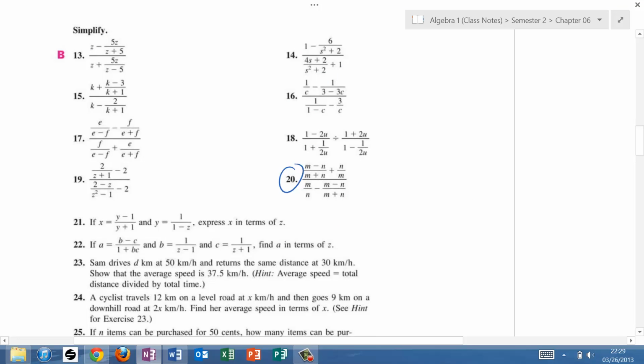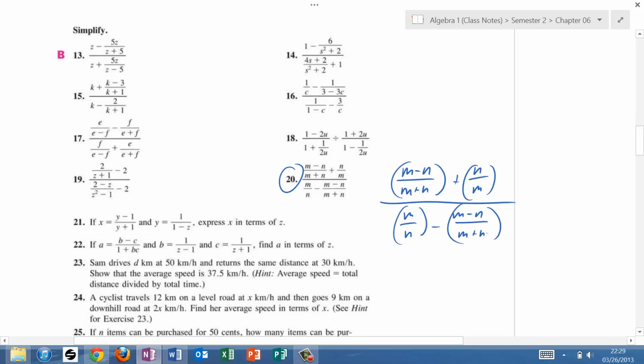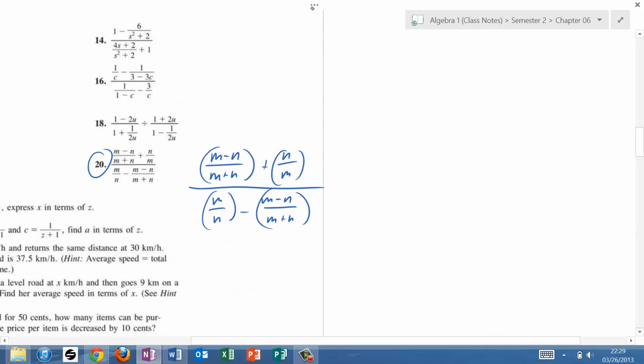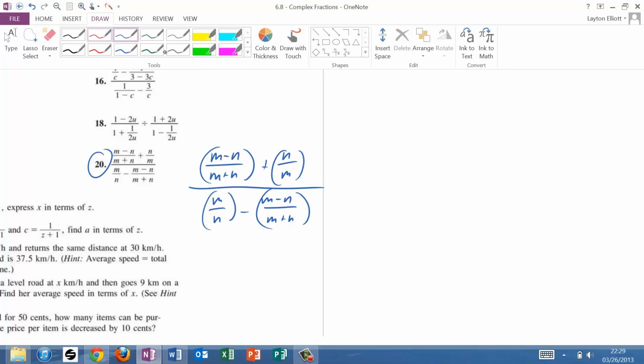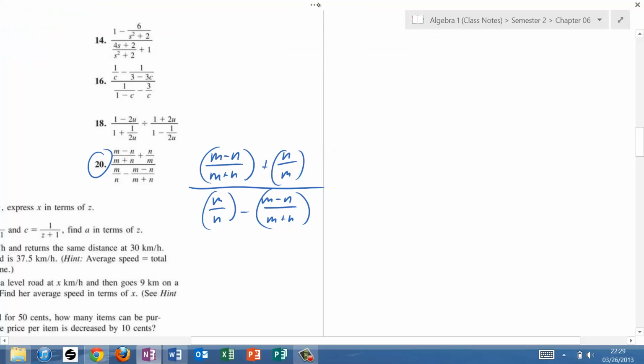For one more example, I'm going to look at number 20, because you guys have to do 1 through 19 odd. On number 20, I'm going to rewrite that as m minus n over m plus n over m, all over m over n minus m minus n over m plus n. And if I do, let's try method 2 on this one. If I do the second method, I'm going to look for an LCD. I'm going to take the highlighter again, and I'm going to highlight this, and this.